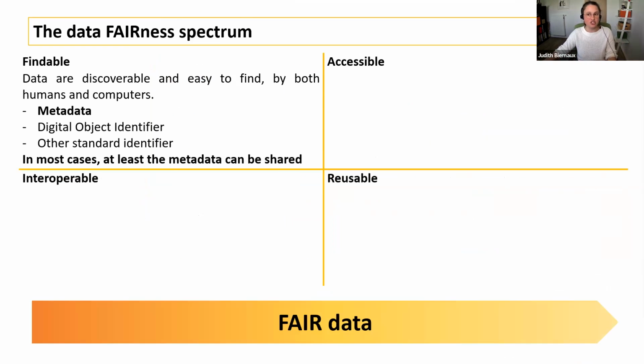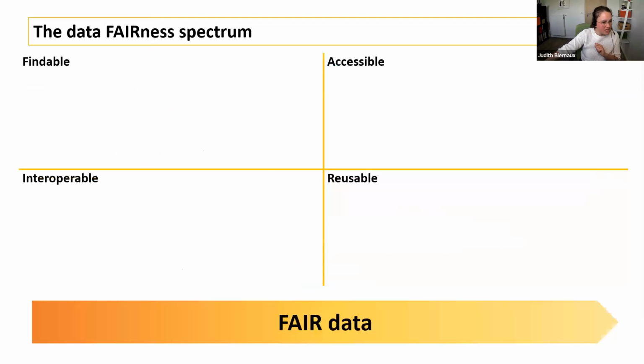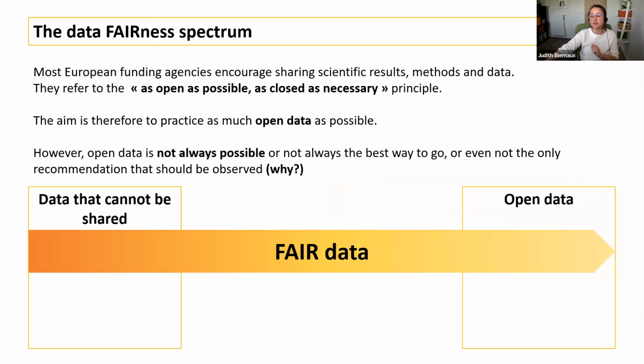I just want to highlight here that in most cases, so let's go back to the spectrum, in most cases at least the metadata can be shared. Let's say you have a file with people's names and genetic conditions, for example. That cannot be shared. Obviously, that's not GDPR compliant. But you can publish on Zenodo an empty entry, for example, with only the metadata of your research.